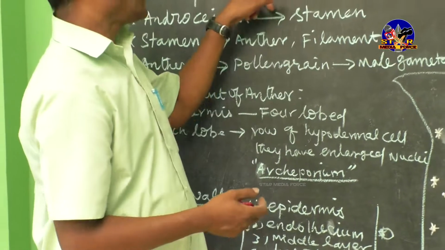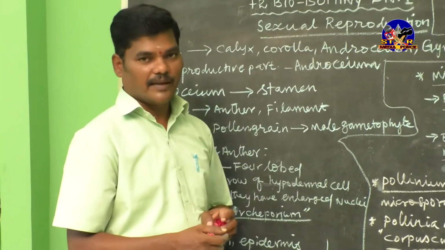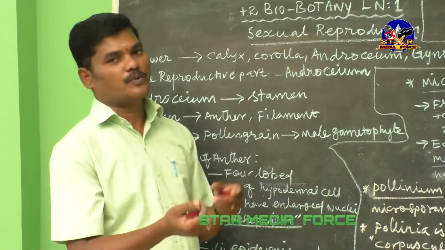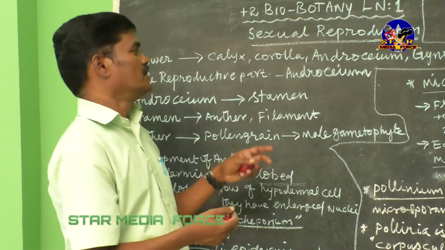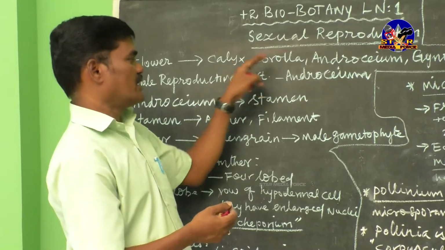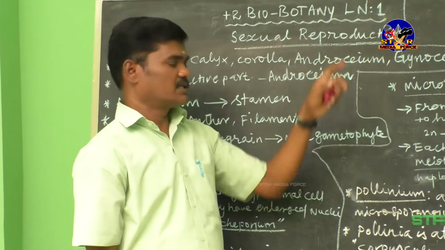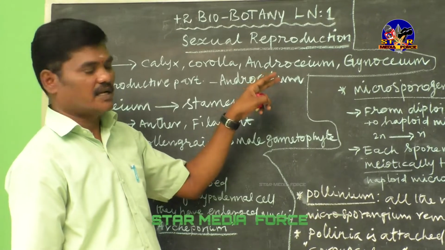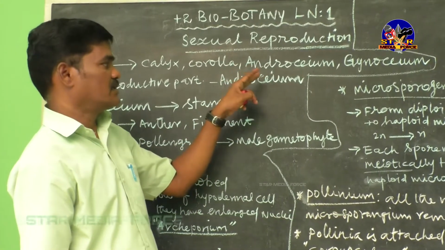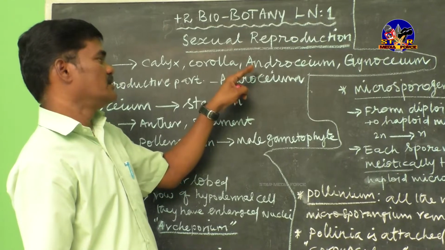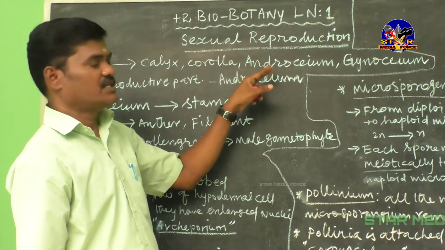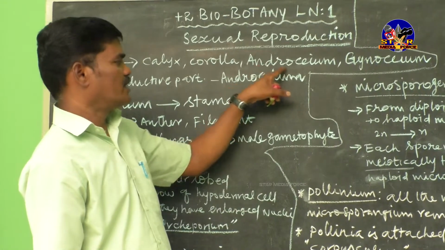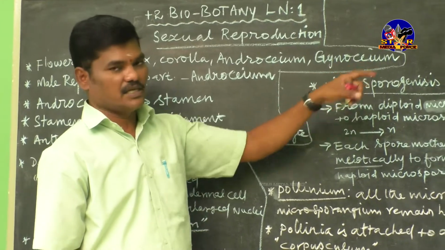These two, calyx and corolla, are accessory parts of the flower. Accessory means they help the flower or plant. The other two are the necessary parts of the flower. What is the necessity? Sexual reproduction. The ultimate aim of the plant is reproduction, so these two parts are very essential. Androecium is the male part, and gynoecium is the female part.